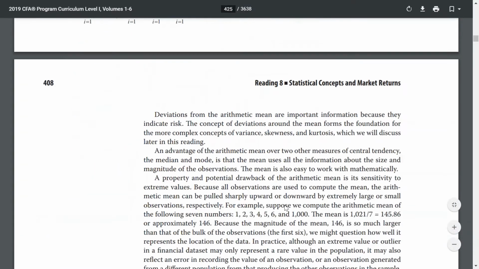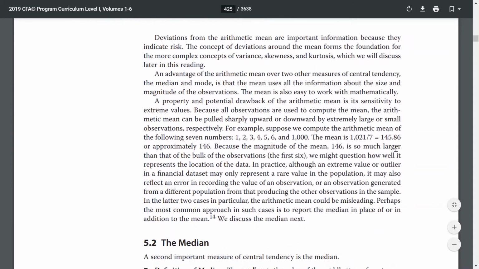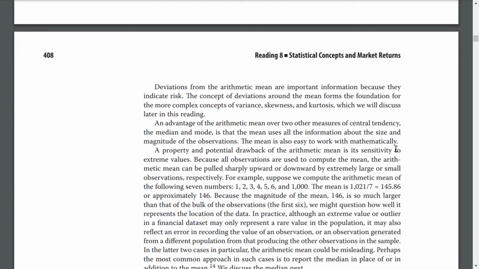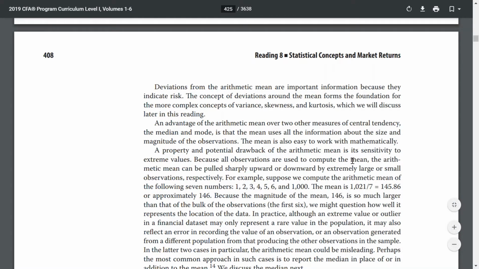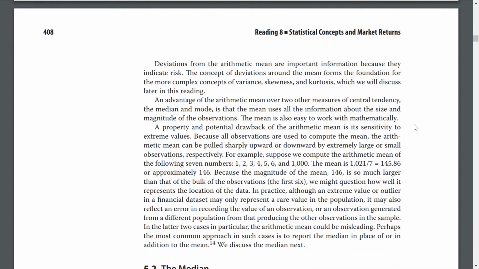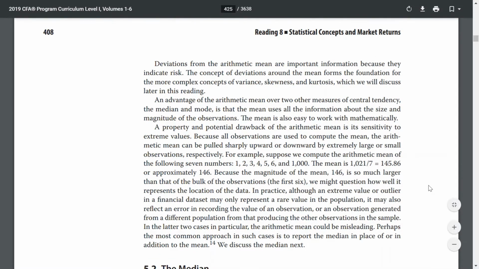Deviations from the arithmetic mean are important information because they indicate risk. The concept of deviation around the mean forms the foundation for the more complex concepts of variance, skewness, and kurtosis, which we'll discuss later in this reading.